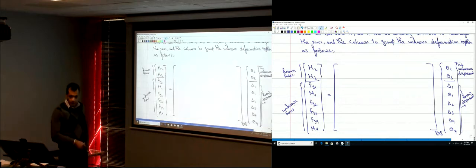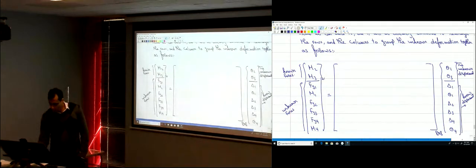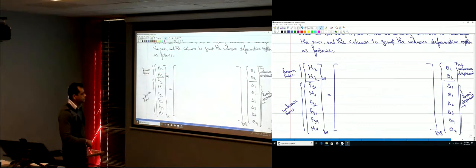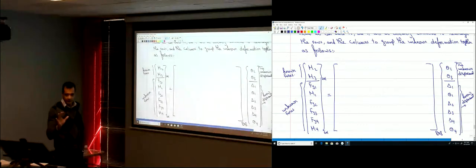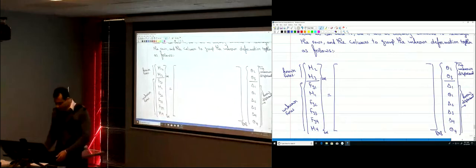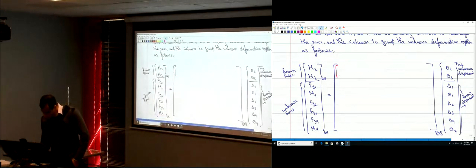Right? This part is 2 by 1. This part is 6 by 1. Overall, it's 8 by 1. So simple, right? Now, my stiffness matrix here, it's 8 by 8. I will subdivide it, okay, into small sub matrices. This one, it's 2 by 2, okay?